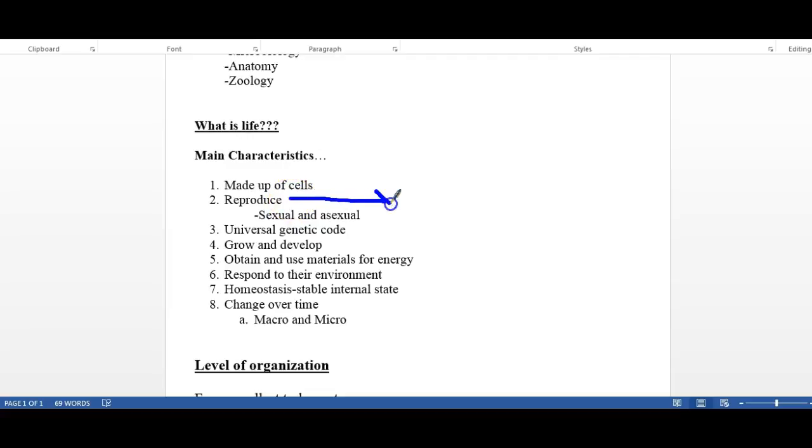And then the next one is to reproduce. So in order for something to be a living thing, it has to be able to produce offspring. And that can be through asexual or sexual means. Sexual just means organisms produce gametes, which are an egg and sperm, and then those two come together and they form a zygote, which is a single-celled organism that it then eventually develops into the more complex organism. But it starts out, if you're sexual, with gametes, sperm and egg.